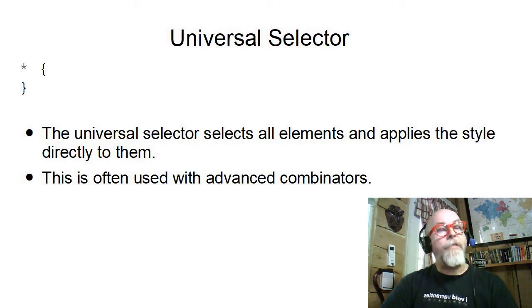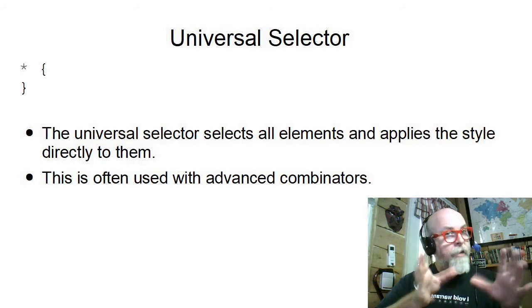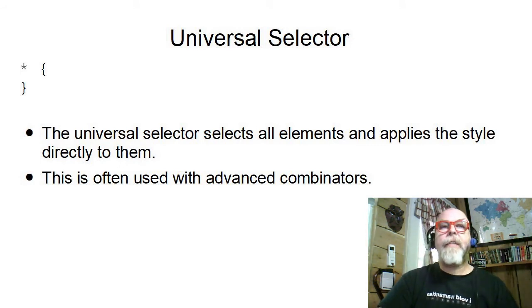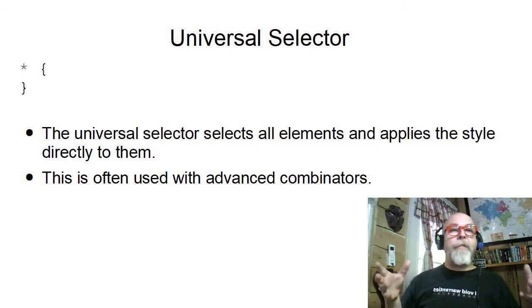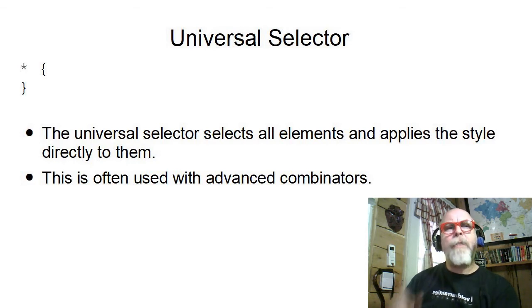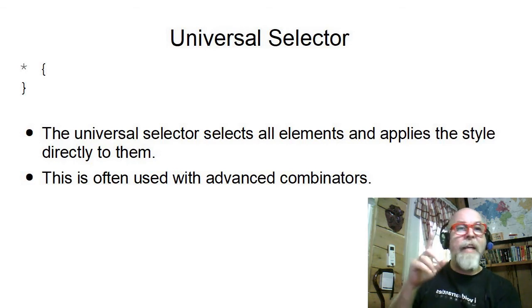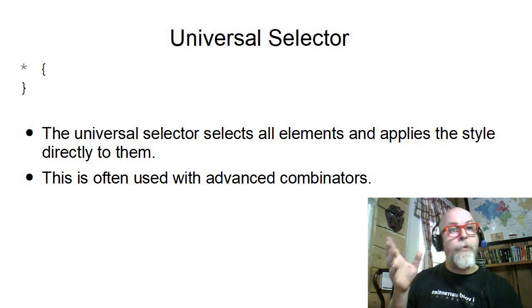And the last of the four uncombined CSS selectors is the universal selector, and it's represented by the star. You don't put anything after the star, just star, and that selects all of the elements and applies the style directly to everything. Now that's most often used with some advanced combinators, and we'll see that in a future video presentation.